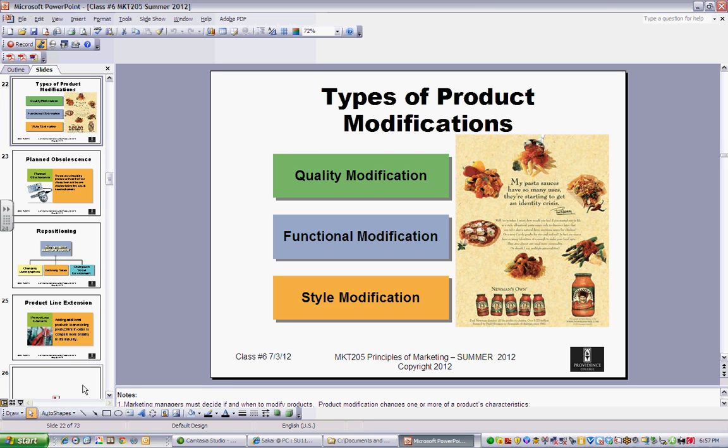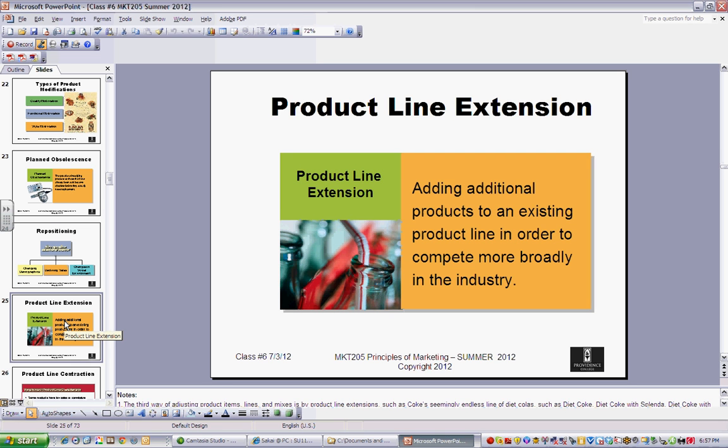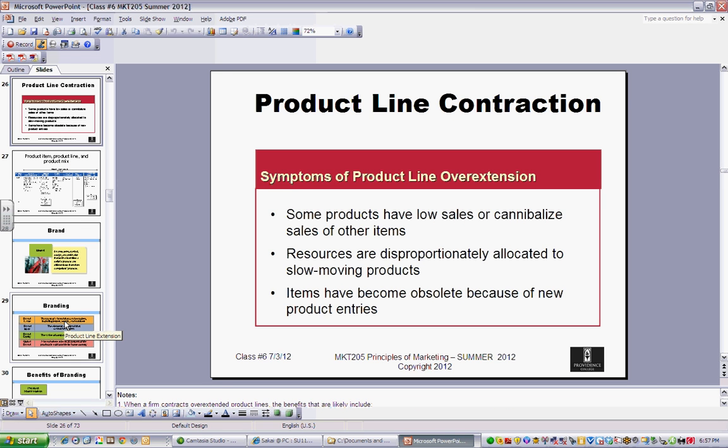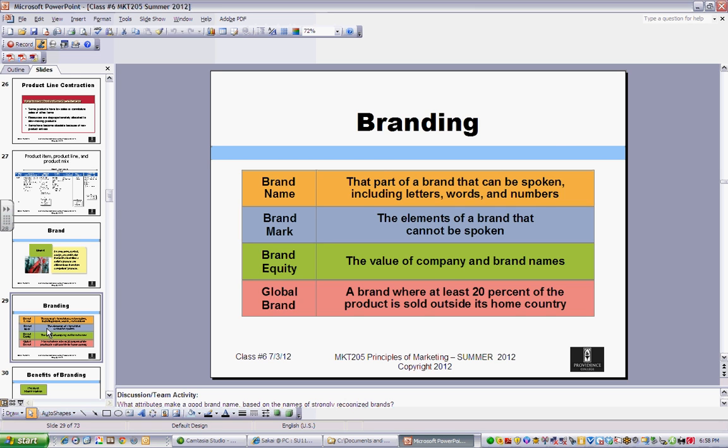And you always have to look at product lines and whether or not it makes sense to do that. Repositioning might be driven by changing demographics, declining sales, or social environment changes. All these things might cause you to either bring on a product line or end up getting rid of one. Branding is a pretty important concept, and it can be anything between a name, a term, a symbol, or a design connected to a particular product line, and there are examples of that here.